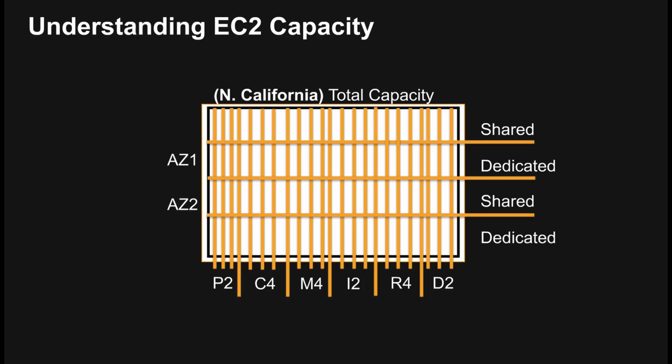And then if we slice it horizontally across shared and dedicated, when you spin up an EC2 instance, you can specify the tenancy model, whether it's running on shared infrastructure or dedicated infrastructure. So again, these are all separate pools of hardware capacity. So what does that mean when it comes to Spot instances? That means that every single one of these rectangles you see here is a separate spot market, because they are separate pools of hardware and physical capacity.